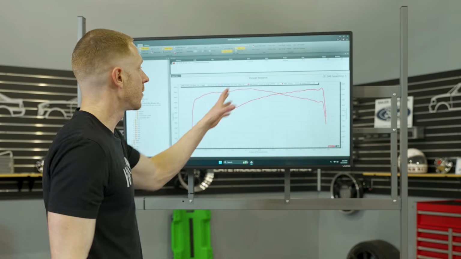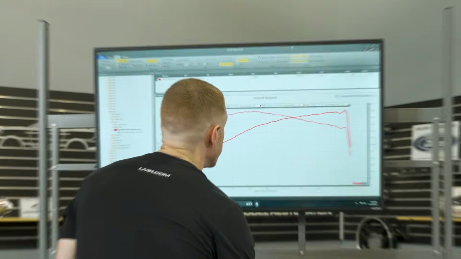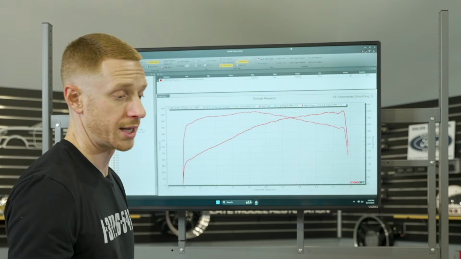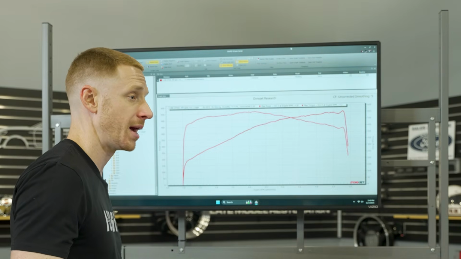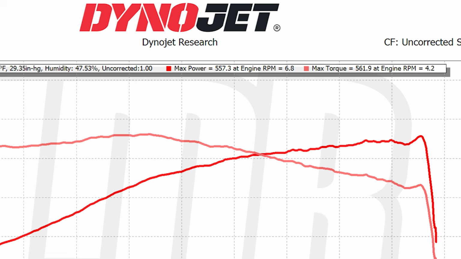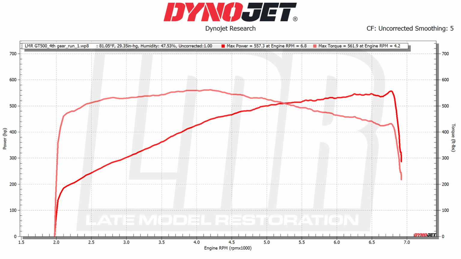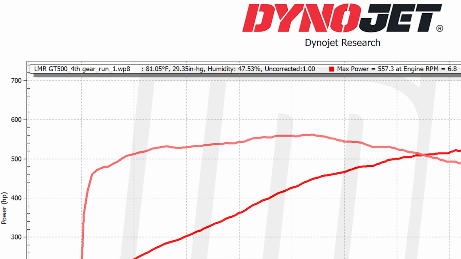All right, so we're back over here to SAE smoothing 5. Remember, 568.7, 573.4 horsepower, torque. I'm going to go over here and change it to uncorrected. Again, that's no calculation. That is straight up what the car is making at that time, at that day. 557.3 horsepower, 561.9 torque. When we made that pull, it was 81 degrees outside, 47.53% humidity.